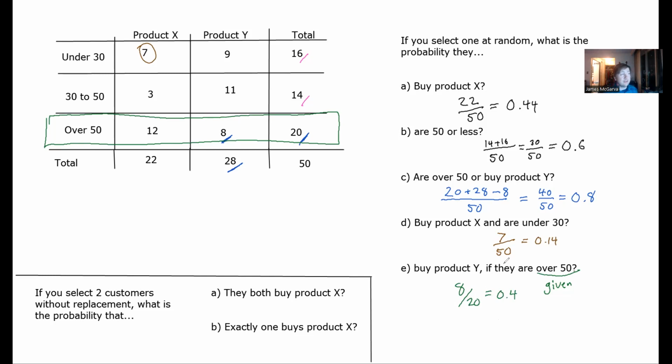Okay. So when we have a given, that means we're going to restrict our view. We're only going to look at that row or that column or whatever has been given, right? And with this one, the order is important, right? Because if you reversed it, you would get a different answer. If I asked you, what's the probability that someone's over 50 if I know they buy product Y, well, then I'd have to look at the product Y column, those 28 people, and the answer wouldn't be 8 out of 20, it would be 8 out of 28, right? So we have to pay attention to which one is the given, which one do we know, and which one are we wondering about, right? We know they're over 50. We're wondering what's the probability they buy product Y.